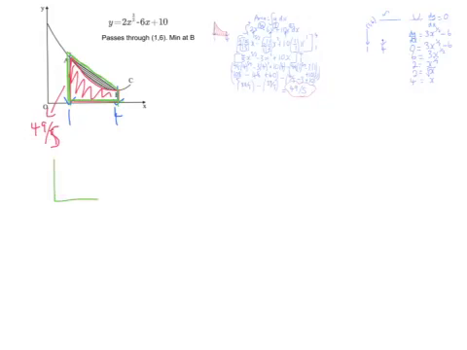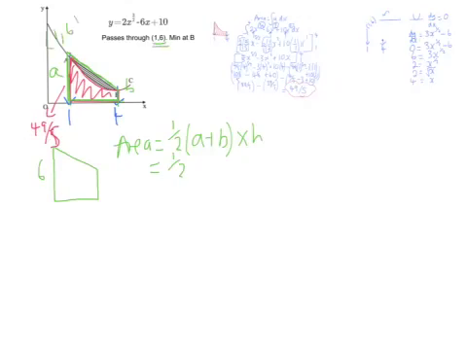So if we drew it out like so, what do we know about the area of a trapezium? The area of a trapezium is a half, a plus b, times h. So a plus b are the two sides here. That's a and that's b. They're the two parallel sides. Now we know that this one is already 6 because we knew that it passed through 1, 6. That coordinate there is 1, 6. So we know it's 6 high.